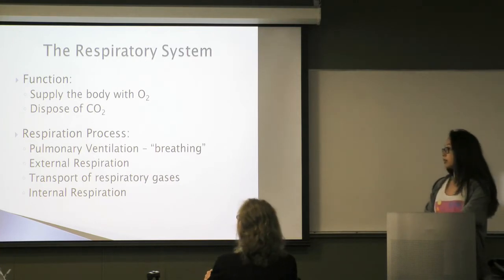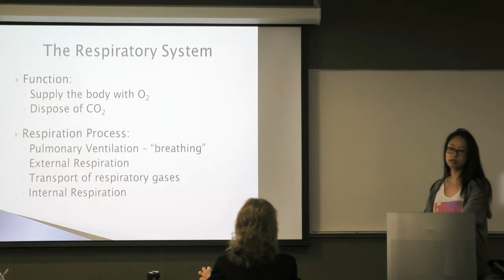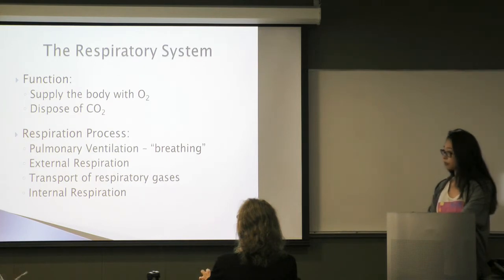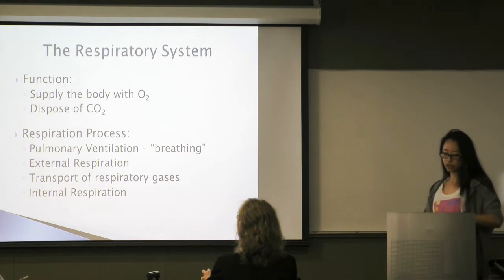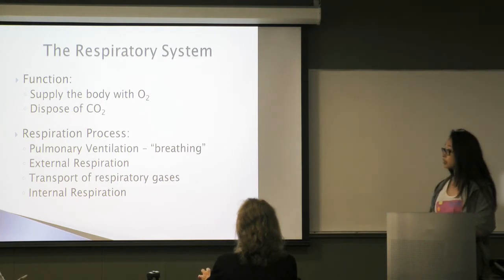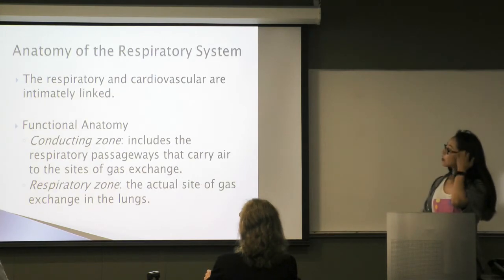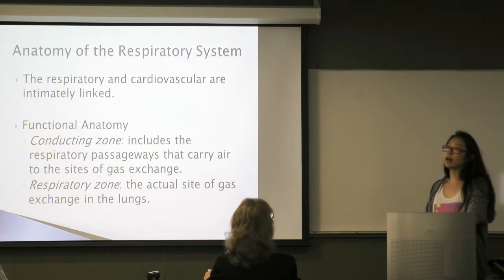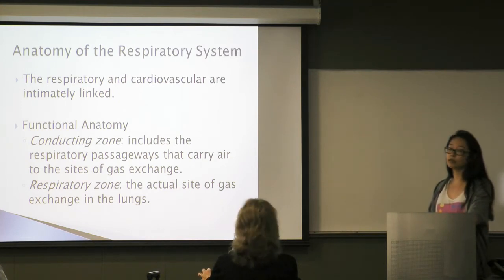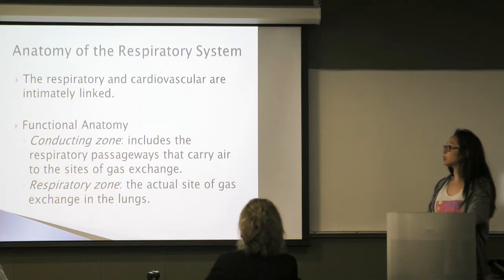And then the transport of respiratory gases, where oxygen and carbon dioxide are transported between the lungs and the cells of the body. So this is with the help of the cardiovascular system. So as you'll see in a bit, the respiratory system and the cardiovascular system are intimately linked. And then the last is the internal respiration. So the gases that have already come into the lungs through external respiration are exchanged between the blood and tissue cells. So for example, your skeletal muscles. All right, so I already mentioned that they're intimately linked, and then we'll see later that there are some cardiovascular issues that can arise for people who have COPD.